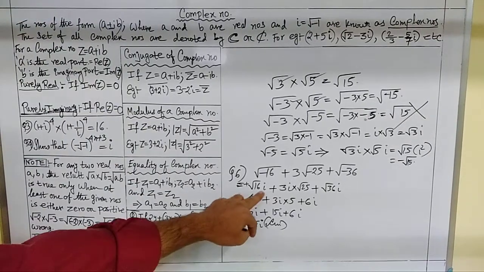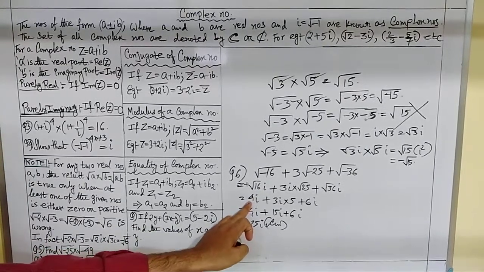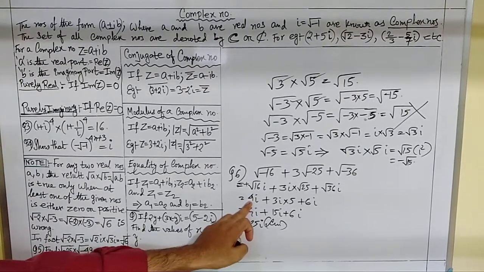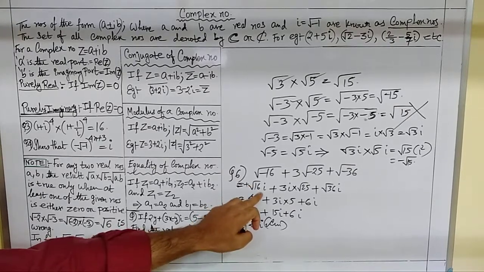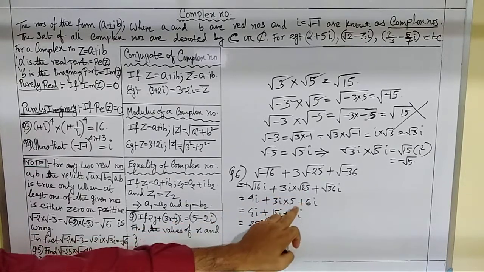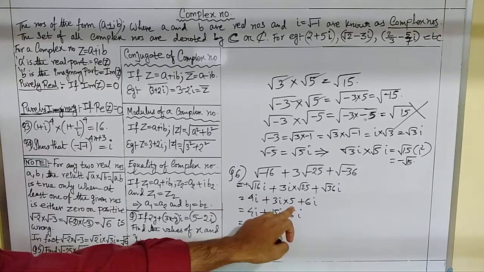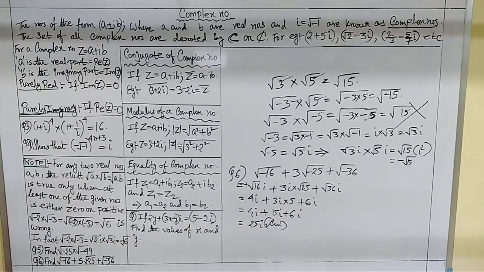Please remember, if you have root 16, only root 16, then we are going to take only the positive part. Not minus 4 here, because it is plus root 16. So it will be 4. Similarly here, root 25 will be 5, not plus minus 5. And root 36 will be 6, not plus minus 6. So this is the answer.